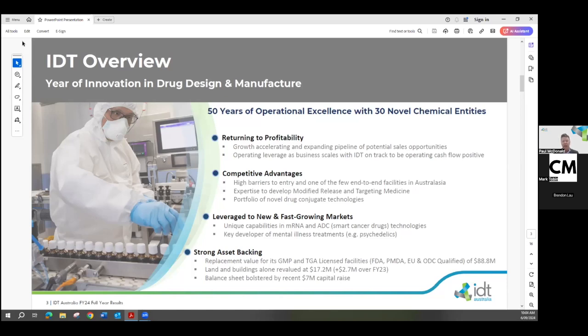So we're really looking at a smart chemo, a targeting chemo, and IDT is really pushing forward with a strategy to manufacture fee for service, or even potentially at some point some of our own products in the ADC category.